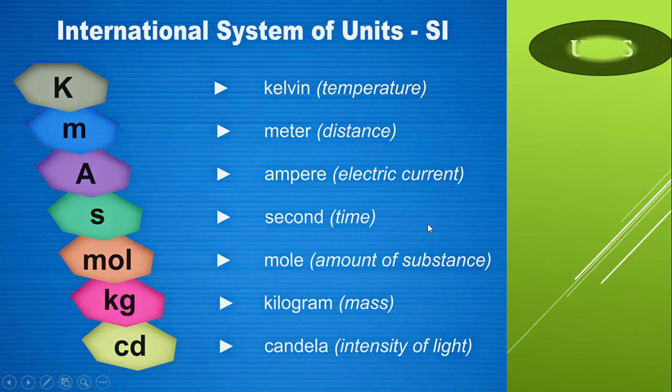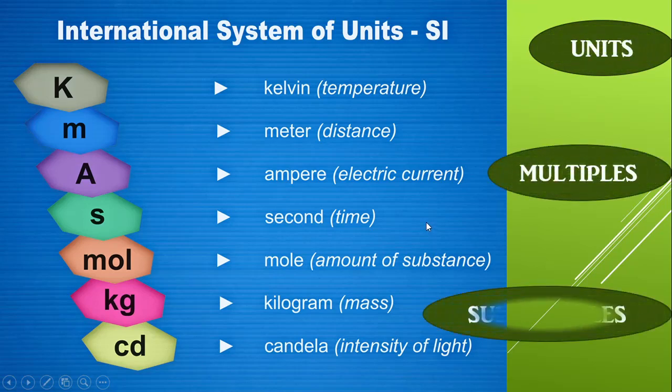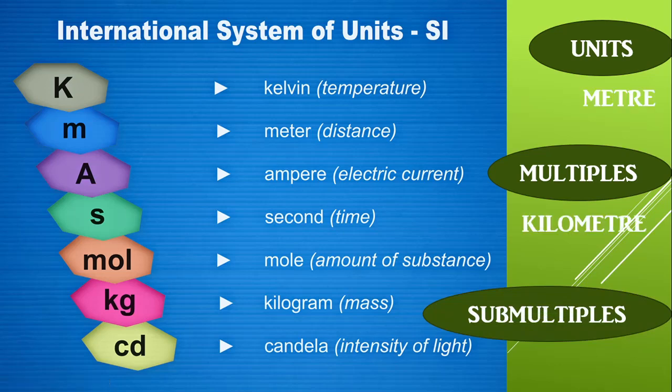Every unit has multiples and submultiples. For example, meter is a unit and its multiple is kilometer for measuring larger distances and centimeter for measuring smaller lengths.